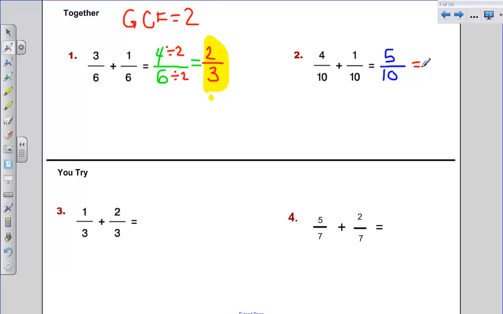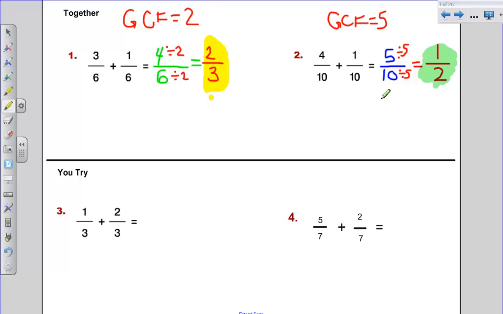And it looks like I'm going to have to reduce this one. So let's find the greatest common factor between 5 and 10. If I make a list of my factors, the biggest one that's going to be in common here is going to be 5. So I get to divide 5 by 5 to get 1. 10 divided by 5 is 2. So 1/2 is my answer in simplest form.